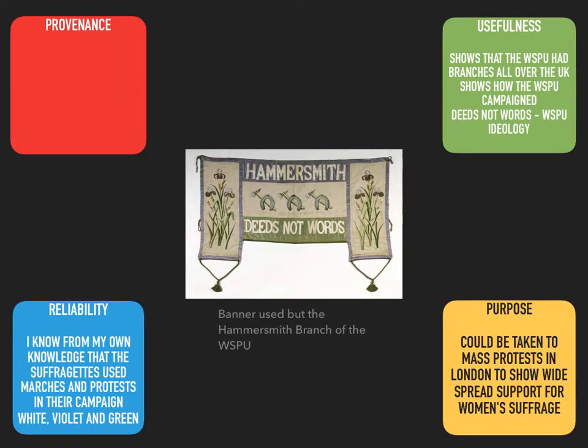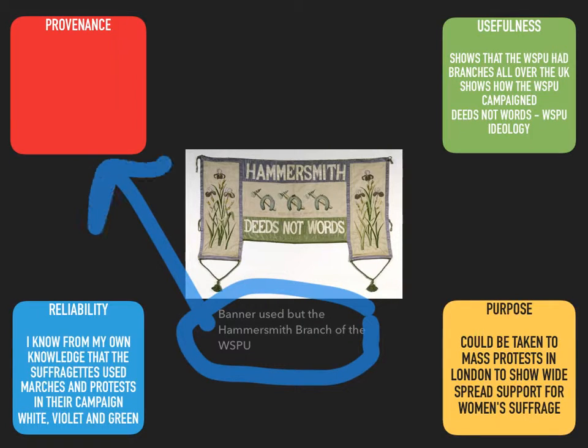Okay, so these are the answers that I got for the source that you've just looked at. Now, I've not bothered writing the provenance out because, as I said, the provenance is usually at the bottom of the source. So the provenance of this source is that it's a banner used by the Hammersmith branch of the WSPU, the Women's Social and Political Union. That's its provenance.